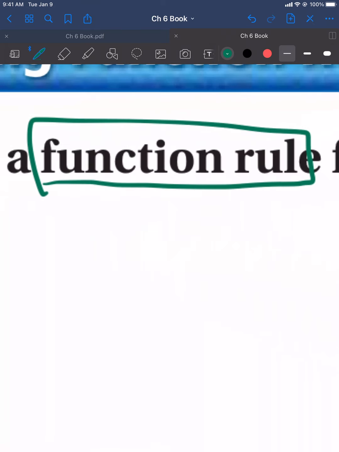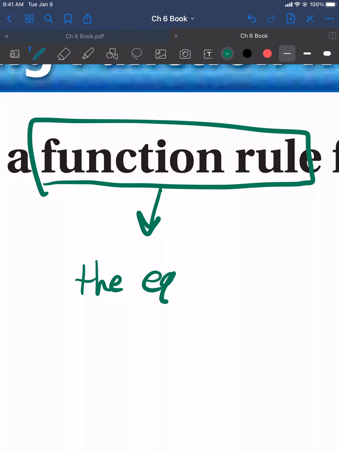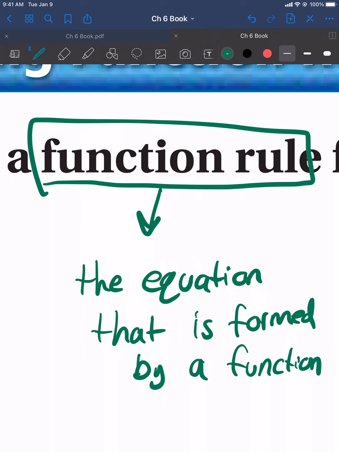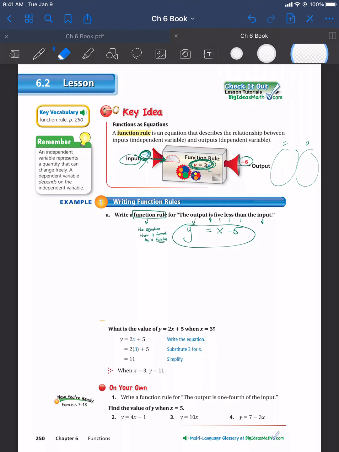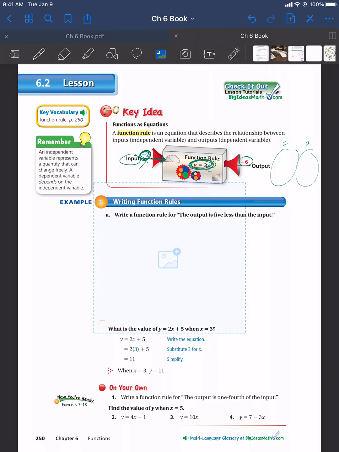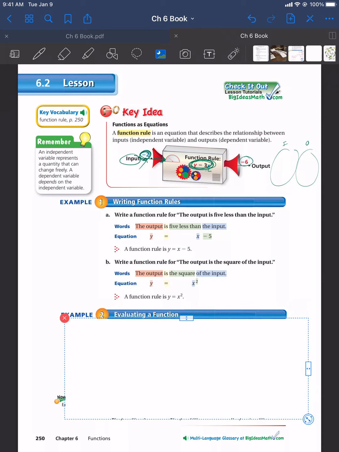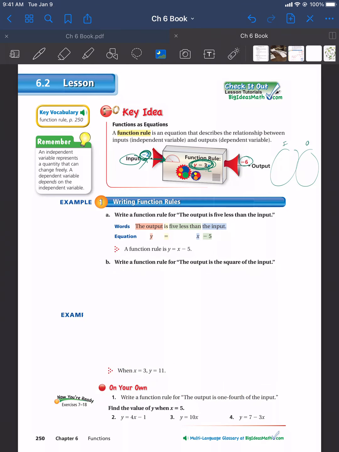So maybe in your notes write this down. Function rule, the equation that is formed by a function. Okay. Remember, if I'm going too fast, you can always pause the video. Let me get this little white sheet of paper down here. What about this one? Write a function rule for this one.